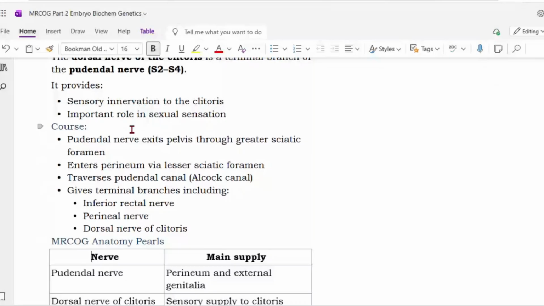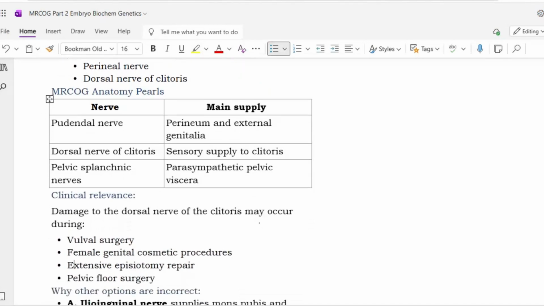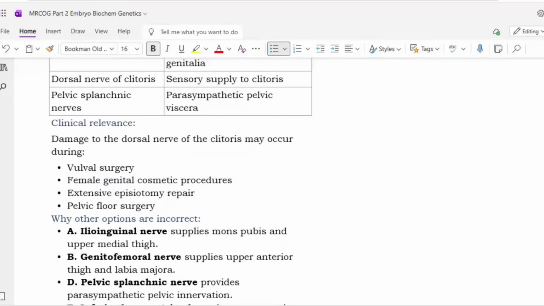It exits the pelvis through the greater sciatic foramen, but it will enter the perineum via the lesser sciatic foramen. So the pudendal nerve will supply mainly the perineum and the external genitalia. The dorsal nerve of the clitoris gives sensory supply to the clitoris, and the pelvic splanchnic nerve gives parasympathetic supply to the pelvic viscera. Damage to the dorsal nerve of the clitoris may occur during vulval surgery, female genital cosmetic procedures, extensive episiotomy repair, and pelvic floor surgery.